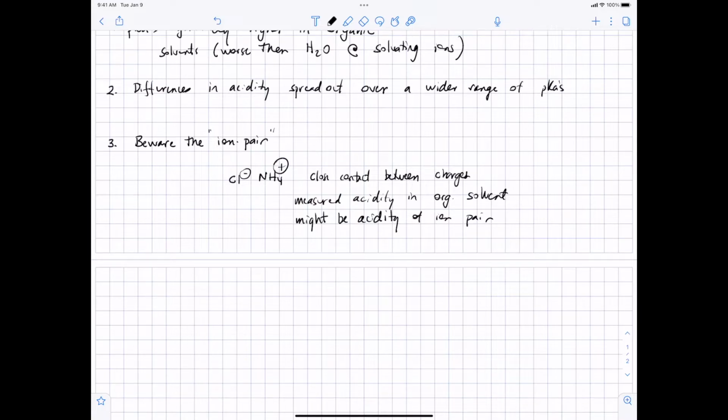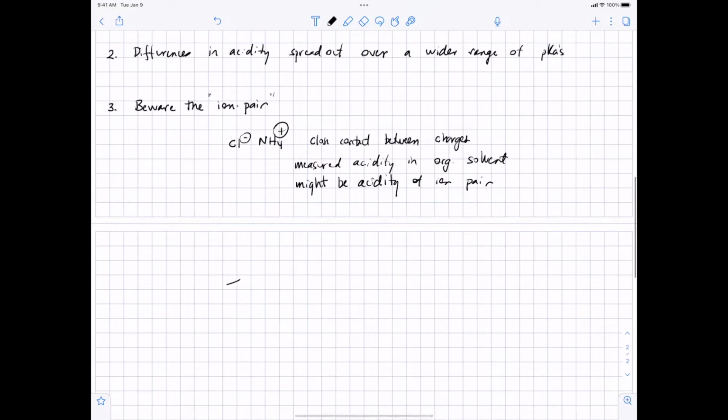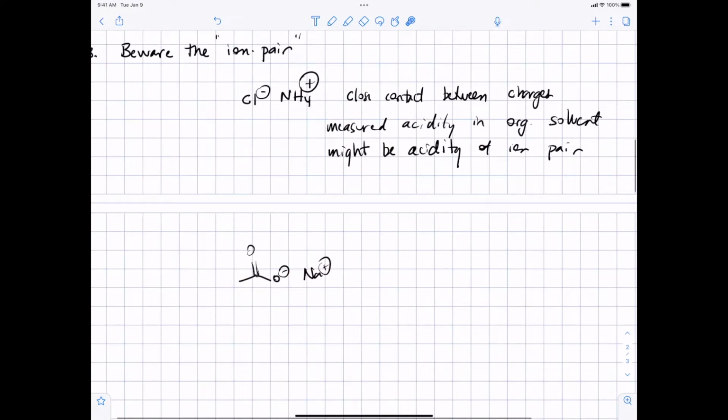Yes? What about sodium acetate? Sodium acetate, yes, though in this ion pair form, it already lacks the acidic proton. Right, the acid that you'd be interested in, I guess, is acetic acid. Once it's sodium acetate, it doesn't have that acidic proton anymore. So I'm not sure what pKa you would measure unless you're thinking about the alpha protons.